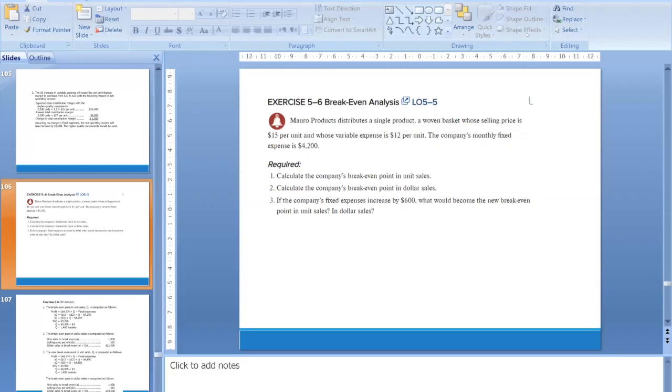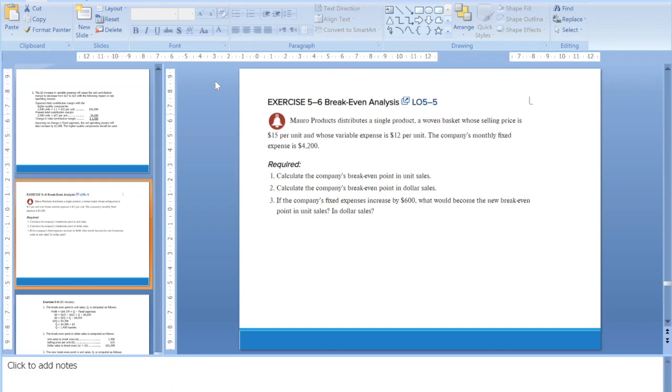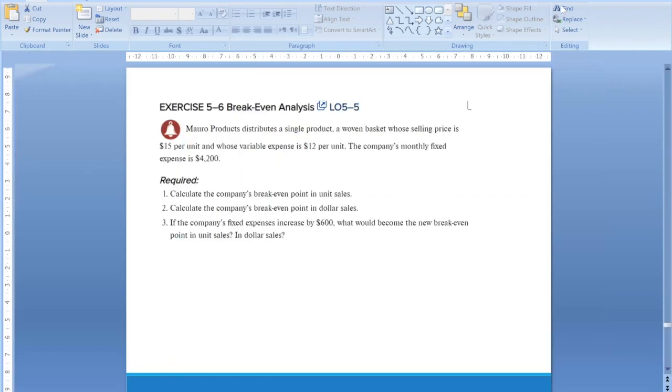Okay, guys, today I will continue in chapter 5 exercises. For the last lecture, we finalized exercise 5.5. And now let me start with 5.6, the break-even analysis.